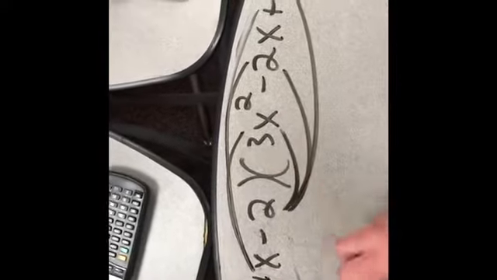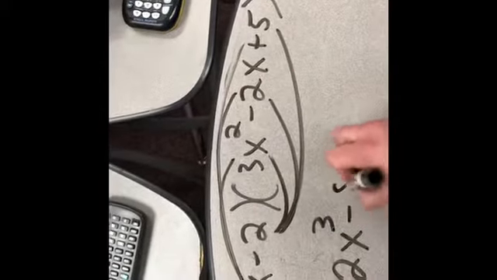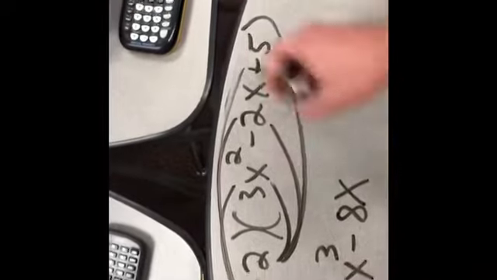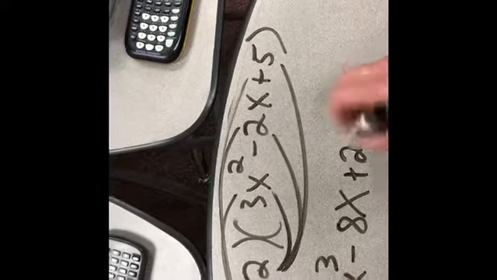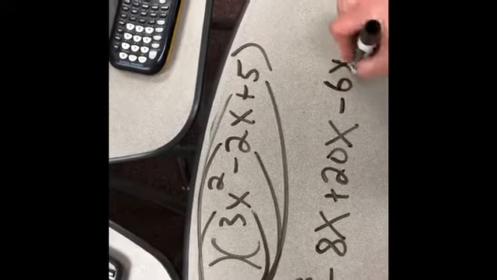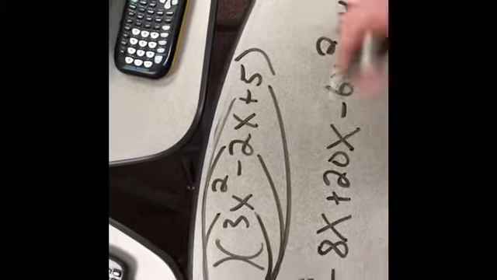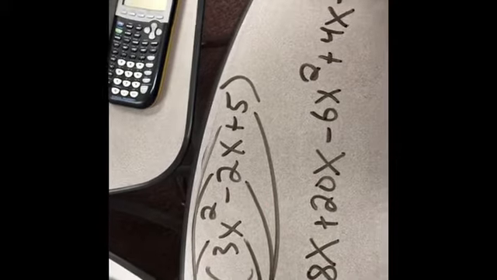4x times 3x squared is 12x cubed. 4x times -2x is -8x. 4x times 5 is 20x. And I'm done with the 4x. -2 times 3x squared is -6x squared. -2 times -2x is positive 4x. -2 times 5 is -10.